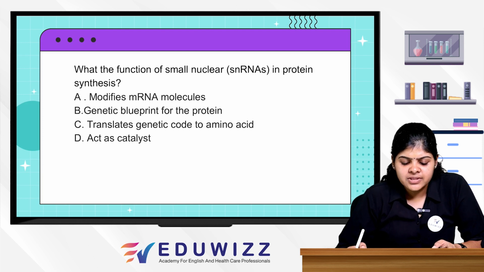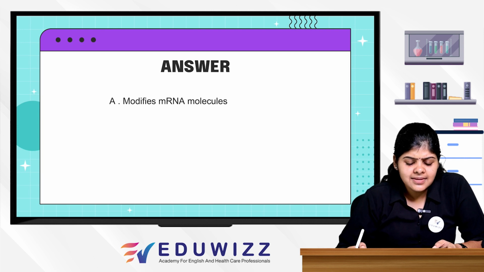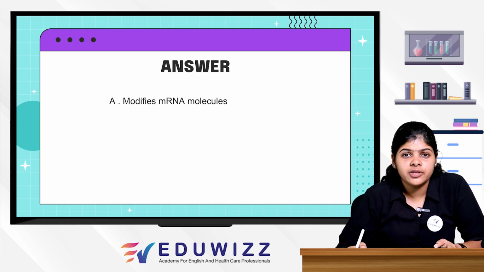And the other options are genetic blueprint of the protein, translate genetic code to amino acid, and act as a catalyst. So our answer is modifies mRNA molecules. While I am reading the question, you can guess which is the answer.